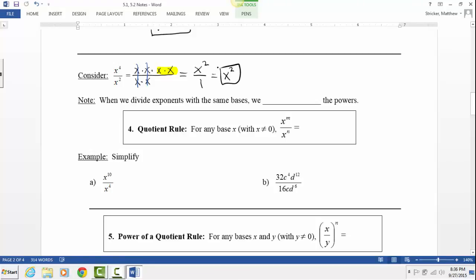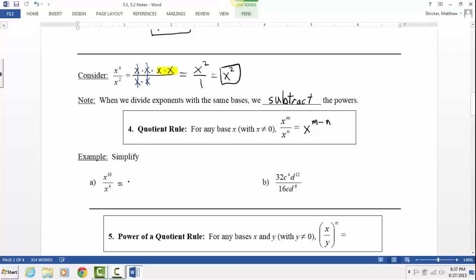And the kind of shortcut here is, the way that we get that power of 2 in our answer, x squared, is we subtract the powers. So if you take 4 on the top minus 2 on the bottom and subtract it, you get 2. So when you divide exponents with the same base, we subtract the powers. So x to the m divided by x to the n is x to the m minus n. It's the opposite. When we multiplied exponents, we added the powers, but when we divide exponents, we subtract the powers.